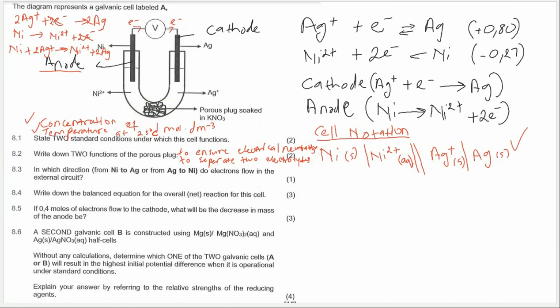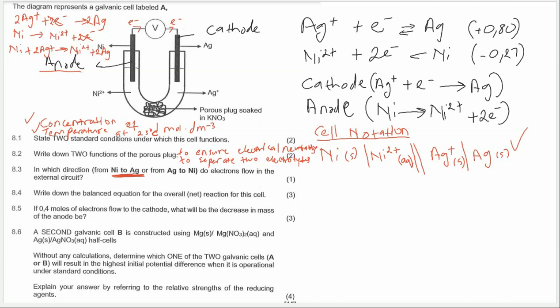Okay, so let's look at our third question. Which direction, from nickel to silver, or from silver to nickel, do electrons flow in the external circuit? You already answered this question by analyzing the diagram. We don't have to think again. So it's gonna be this one. Obviously here it is from nickel to silver. You already got your answer. So you see, some of the answers you already got by analyzing the diagram.